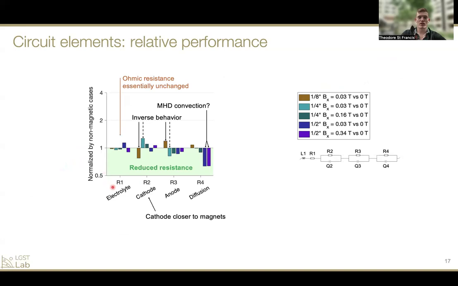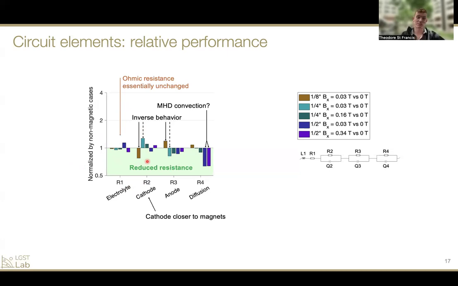Well, here you see that we are comparing each magnet size and its various B fields to the no magnet controls, and we're trying to understand how the individual components of the resistance in the cell compare across those different configurations. So we're interested in reducing resistance, obviously, and we have the normalized comparison. And you can see that there are some good effects and some detrimental effects. So ohmic resistance appears relatively unchanged.